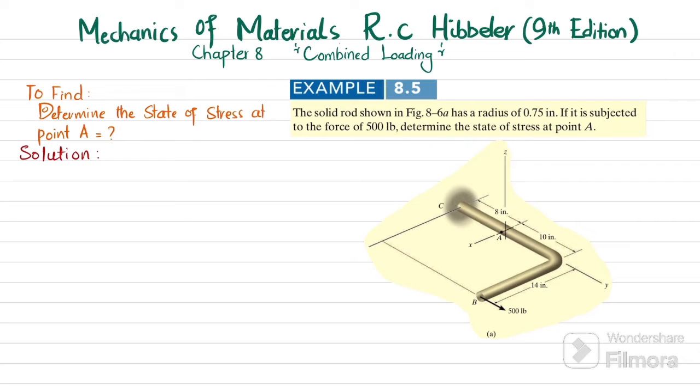So you can see this is the rod, clear, that is acted upon by 500 pound load at point B in the direction of Y. This is Z-axis and this is X-axis. So due to this 500 pound load, you have to determine the state of stress at point A. So let's start with the solution.